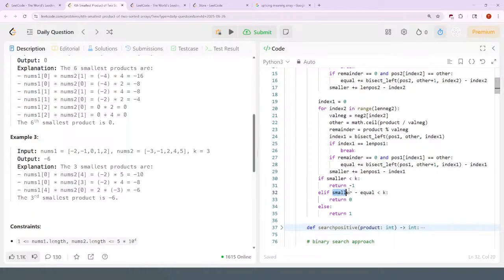If smaller includes less than or equal to that value, so it could equal that value, then if I take away how many times it equals that value and that is now less than k, then I return 0. So this is kind of the perfect case. Let's say I'm looking for k is 5, and I find that there were 10 things smaller than the thing I guessed, but all 10 of them were equal to the value I'm looking for.